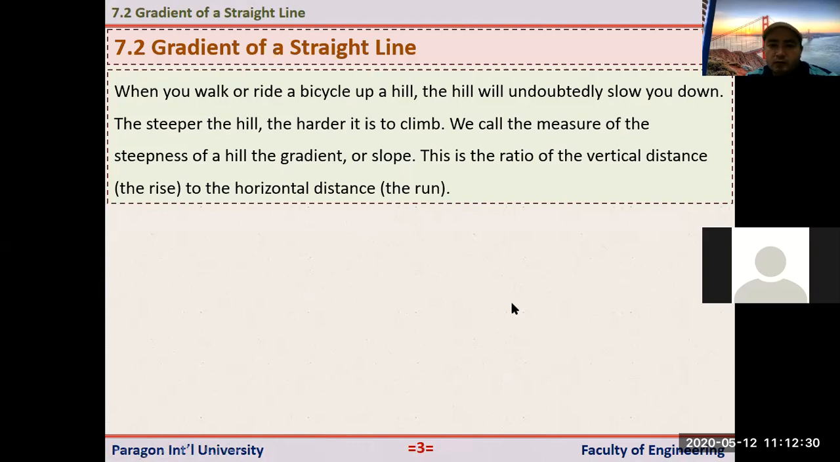When you walk or ride a bicycle up a hill, the hill will undoubtedly slow you down, right? The steeper the hill, the harder it is to climb. We call the measure of the steepness of a hill the gradient or slope. This is the ratio of the vertical distance, the rise, to the horizontal distance, that is the run. And this is how we define the gradient.